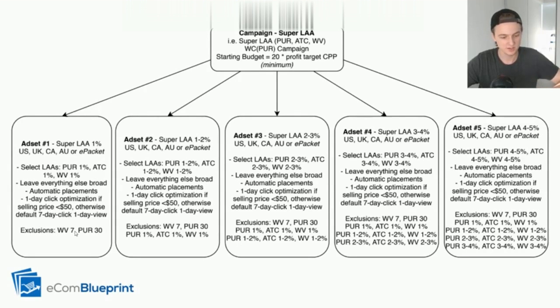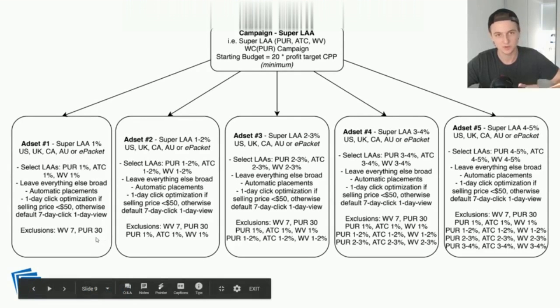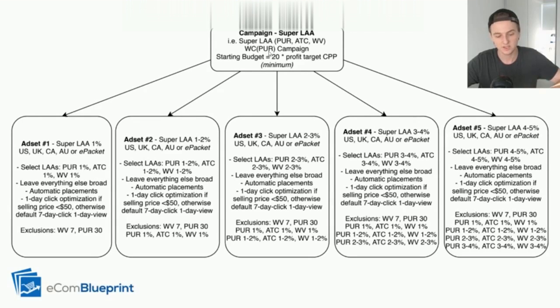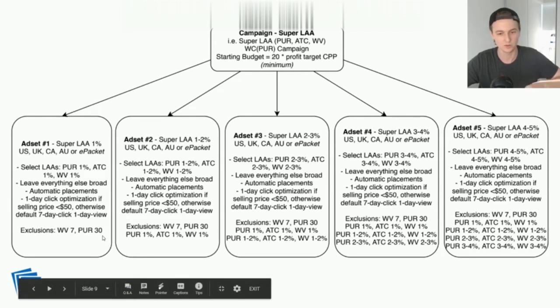And so for the exclusions here, you just want to exclude website visitors and purchase in the last 30 days. We don't want to retarget purchasers once again. And lookalikes, if you don't exclude purchasers, often it will retarget existing purchasers. So you definitely want to exclude purchasers from your lookalikes.